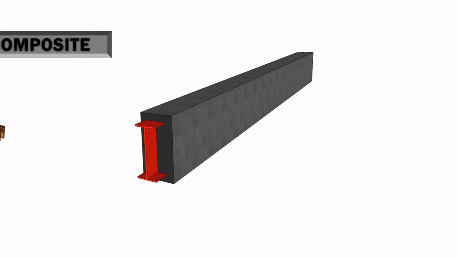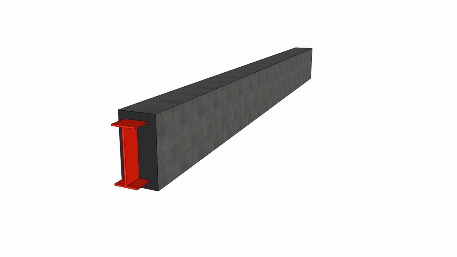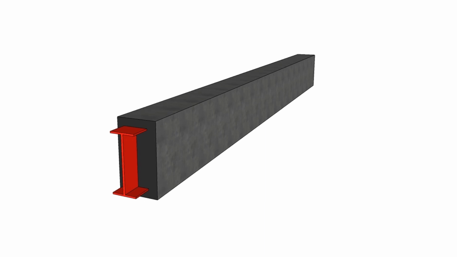Composite beams. Composite beams are made by combining different materials to take advantage of their individual strengths. For example, a composite beam might consist of a steel beam with a concrete slab on top. These beams are used in high-rise buildings and bridges to optimize strength and reduce weight.